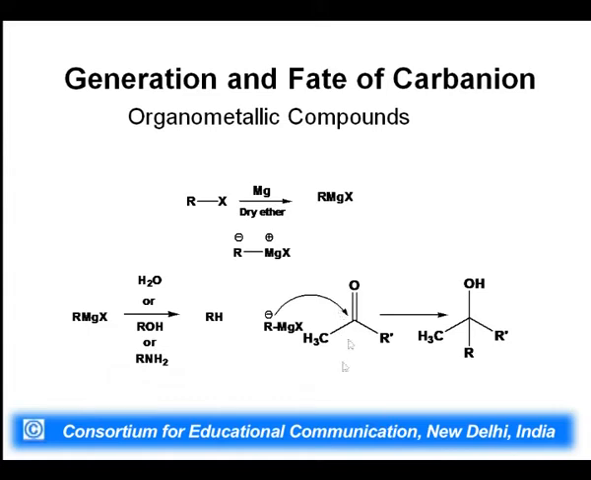So if you have formaldehyde, you will end up with a primary alcohol. If you have any other aldehyde, acetaldehyde or propanaldehyde, then you would have a secondary alcohol because this R dash will be H there. And if both the groups are alkyl groups, then you will end up with the tertiary alcohol, as is present here in the case of the ketone which I have taken.